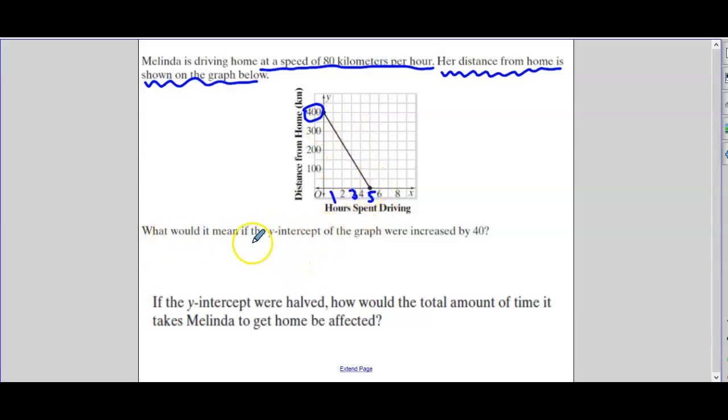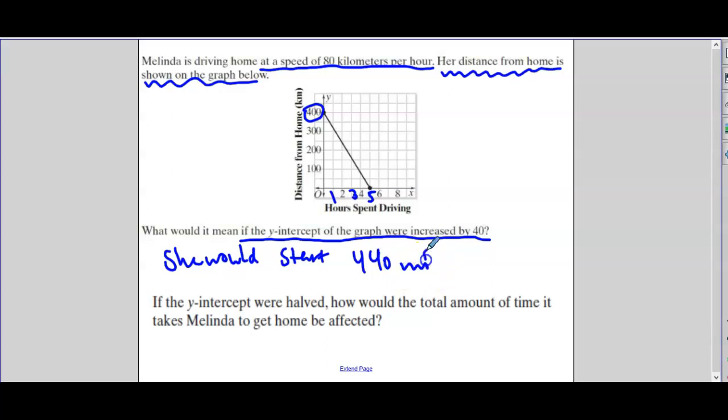Okay, so it says, what would it mean if the y-intercept of the graph were increased by 40? That means she would start 440 miles from home instead of the 400 that it is right now. If the graph were up another 40, she would be 440 miles from home instead of just 400, right? And so that would change her overall time too. If she goes 80 per hour, it would change the overall time it would take to get her home.